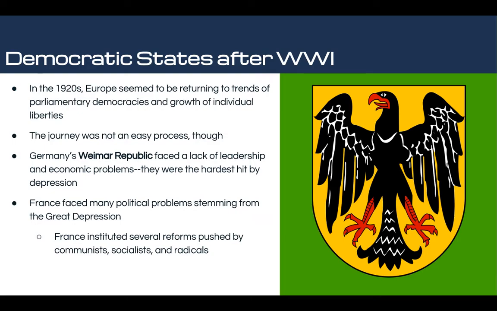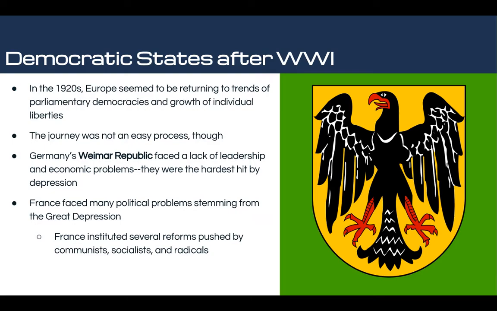So what of these democratic states after World War I? How did they deal with this crisis and what was happening? So in the 1920s, keep in mind, Europe seemed to be returning to trends of parliamentary democracies and the growth of individual liberties. They kind of passed this time period of kings and chancellors and hugely large, powerful leaders. And that journey was not an easy process.